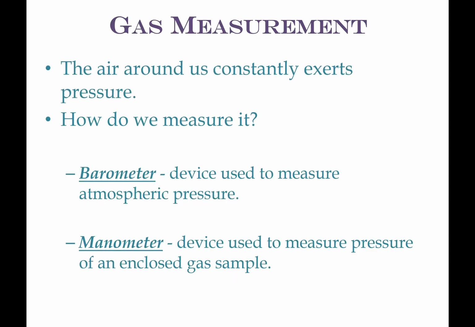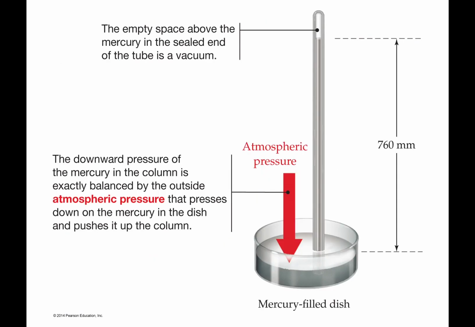So the air around us is constantly exerting pressure. How do we measure it? A barometer is how we measure external and atmospheric pressure. A manometer is how we measure the sample of an enclosed gas. So this would be in a reaction vessel. And this is just our everyday surrounding pressure. So this is a barometer.